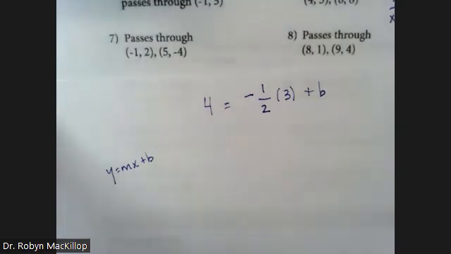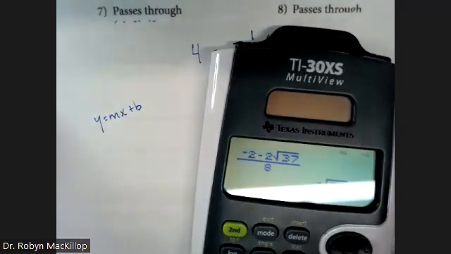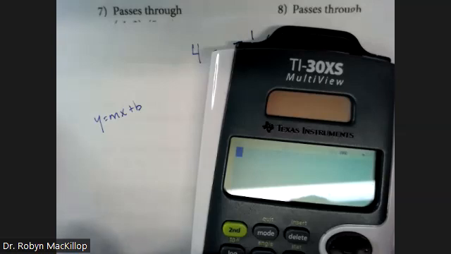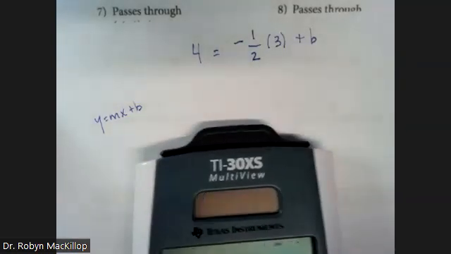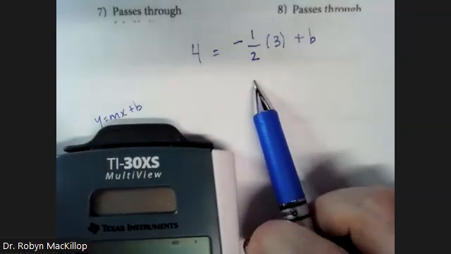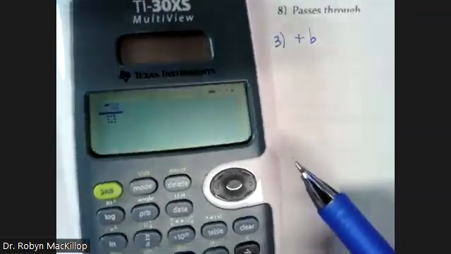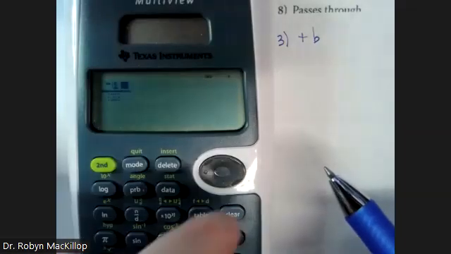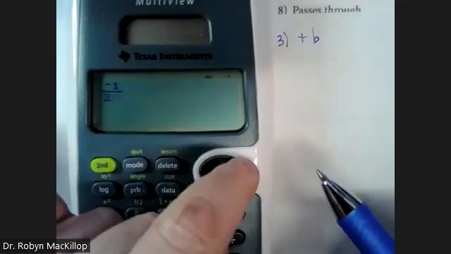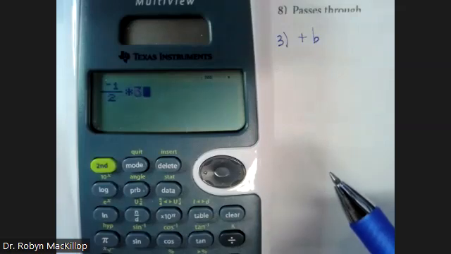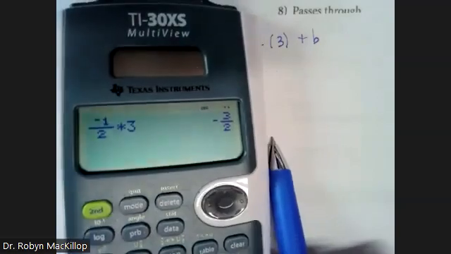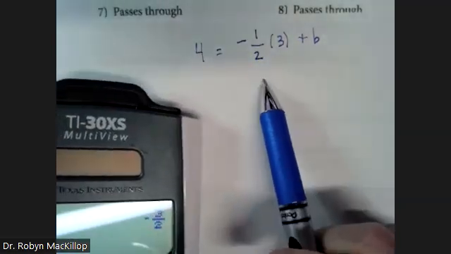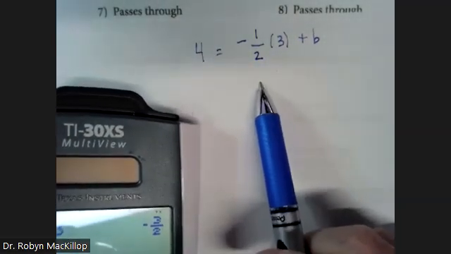What is that? I think it's 1.5, but just to be sure, get your handy dandy calculator. First divide, then multiply, right? We're going to take -1/2 times 3. Negative half is -0.5, times 3. So for this equation, this is going to be -3/2.